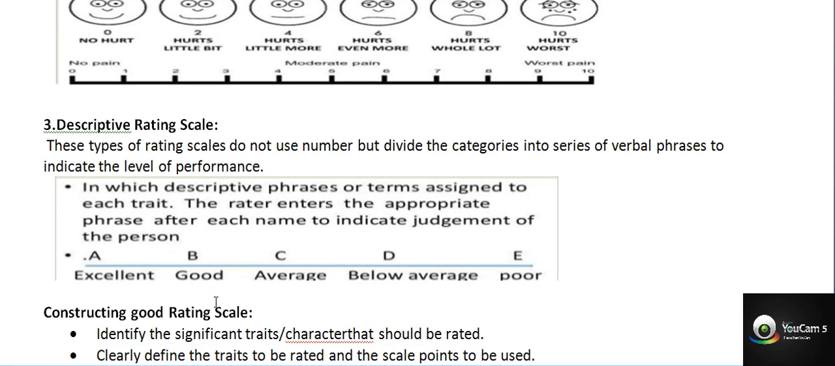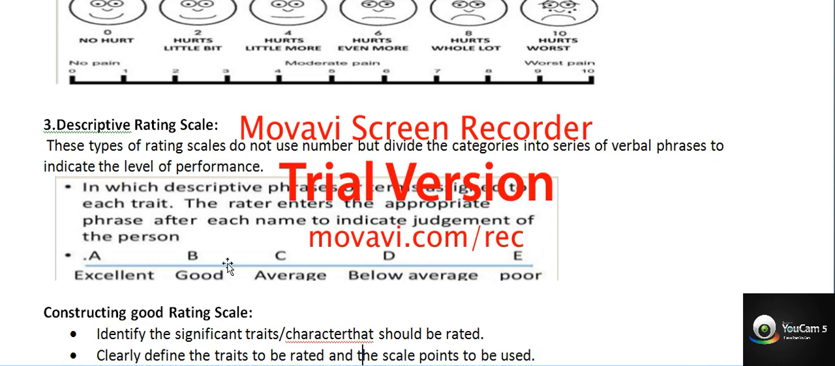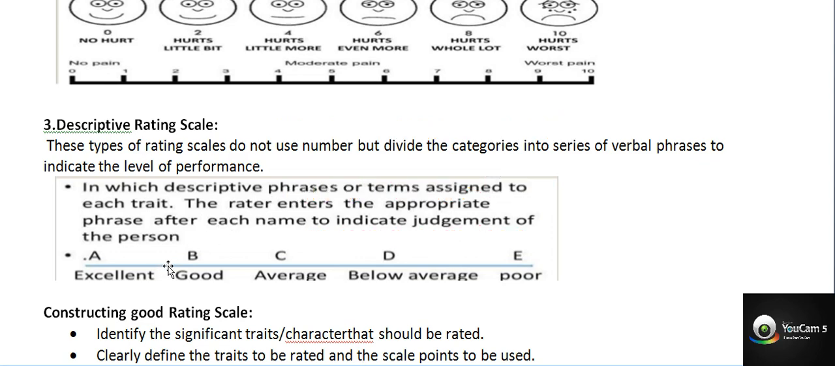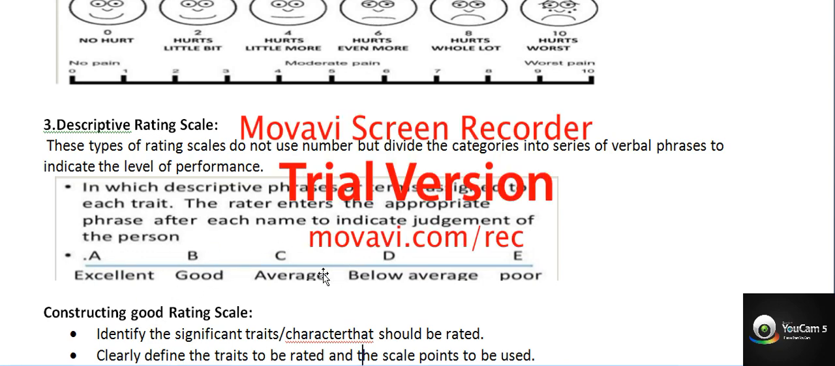Descriptive rating scale, which explains the verbal responses in detail. Here you can see excellent, good, average, below average and poor. The statement will be given and the categories have been descriptively explained, not 1, 2, 3, 4. Plainly, it will have some descriptions under each category.